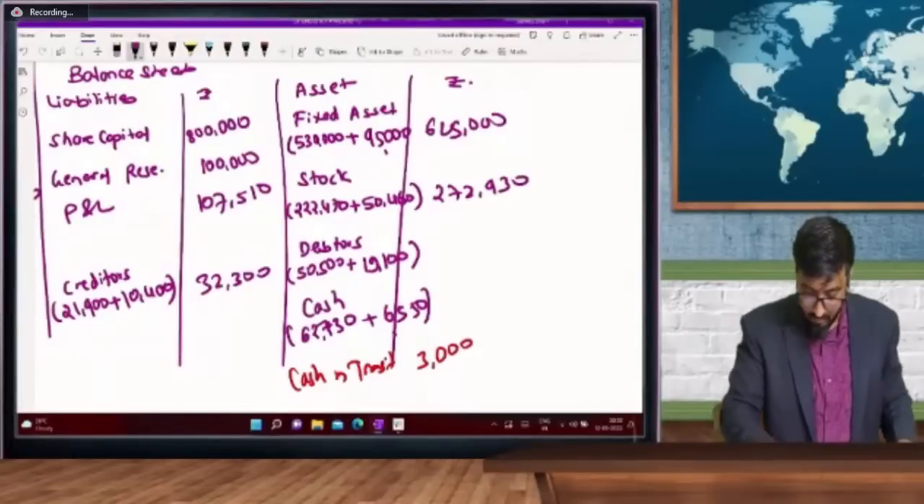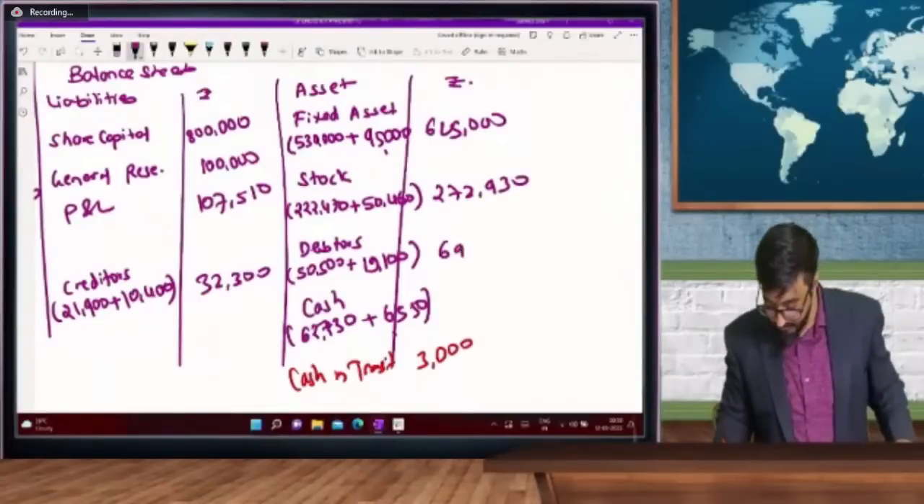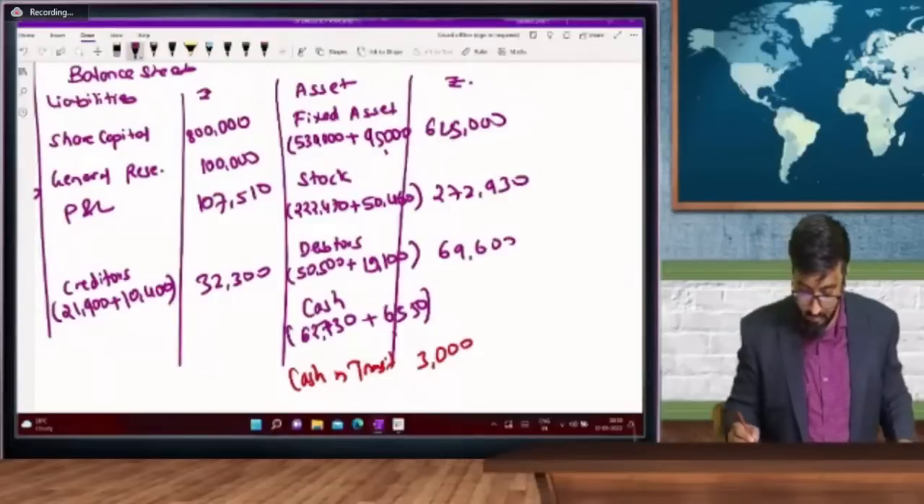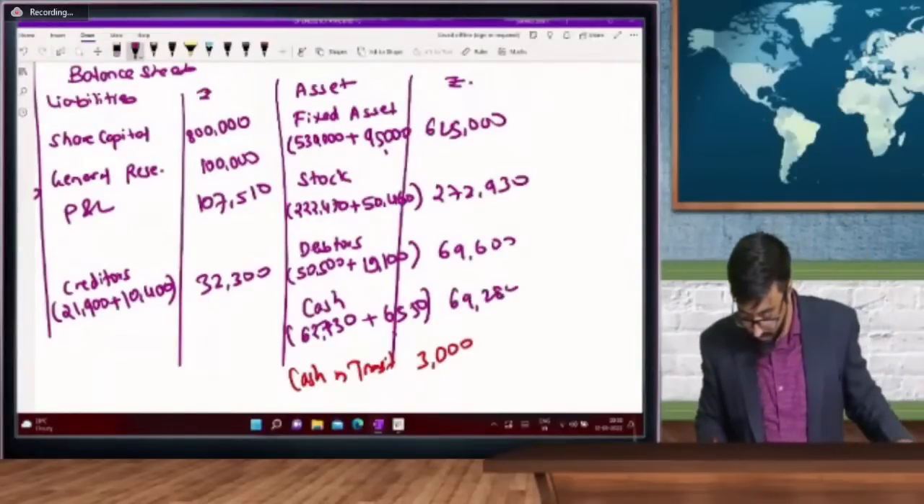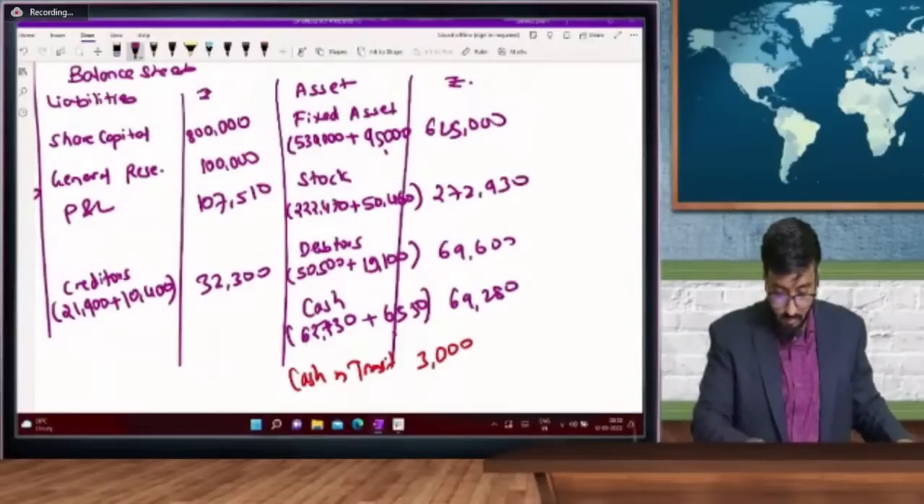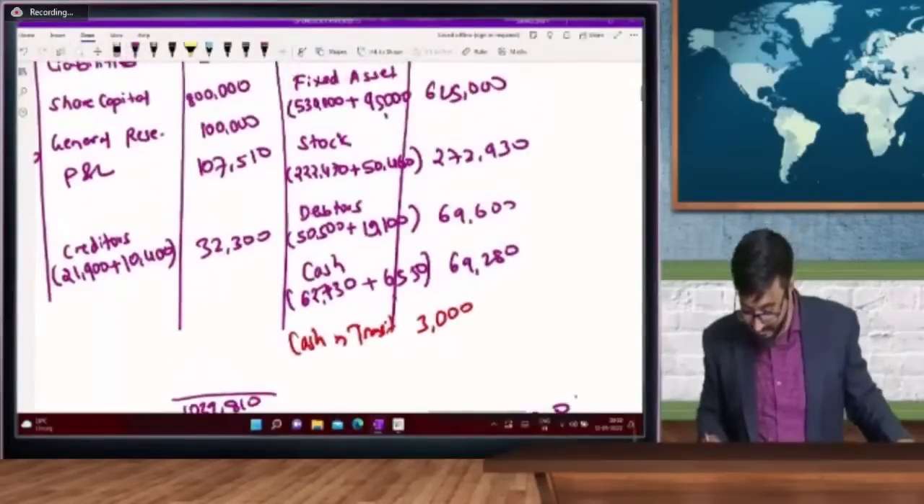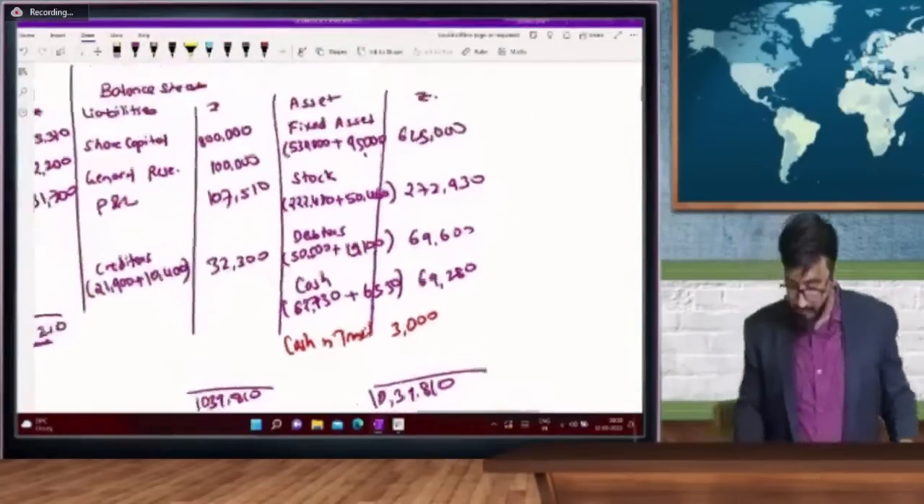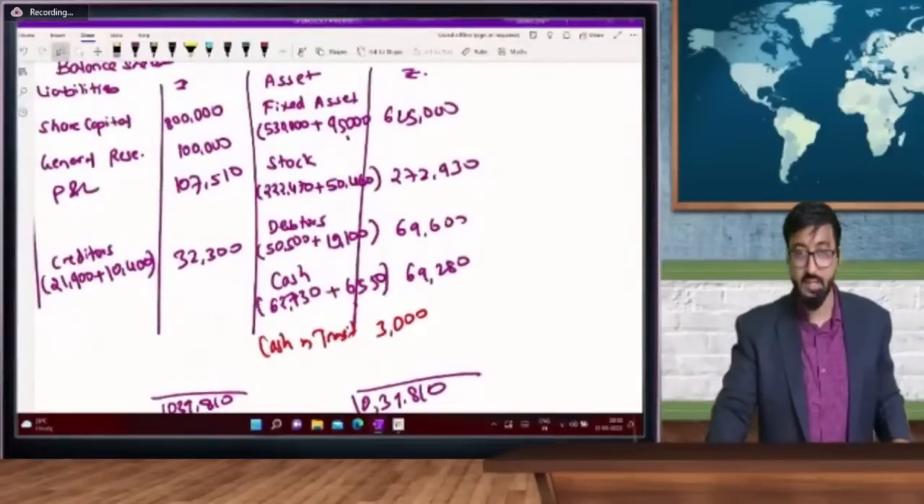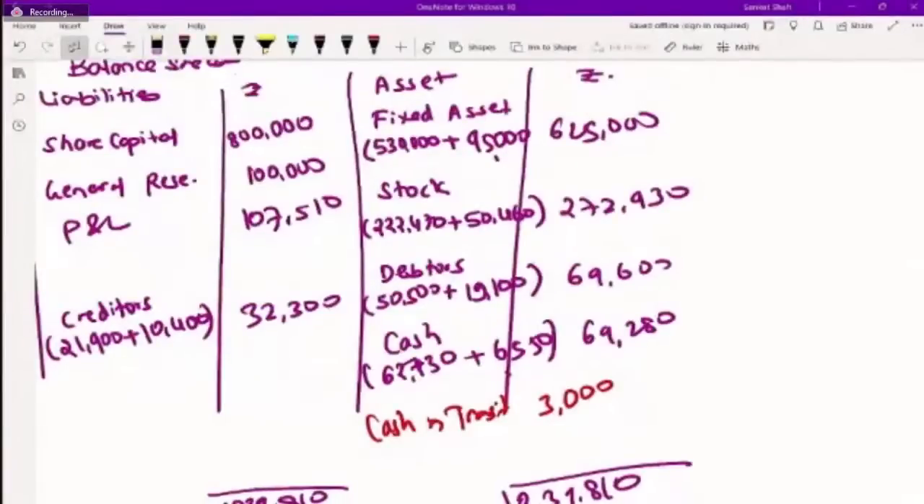50.5 plus 69,600 and 62,7 plus 6.55, 69,280 and 3,000. Yes. 10,39,810, I used the memory plus function. Our balance sheet is tallying at 10,39,810. Easy.